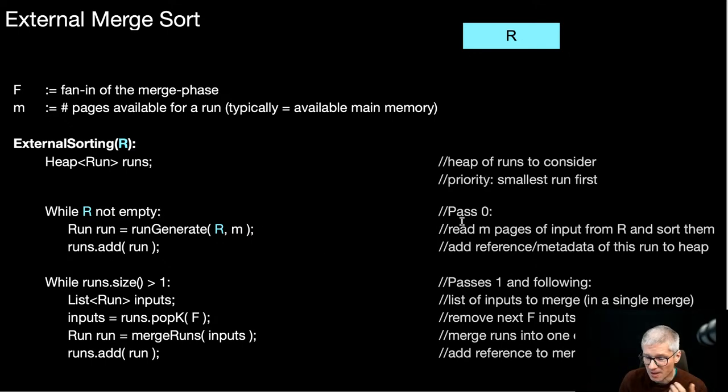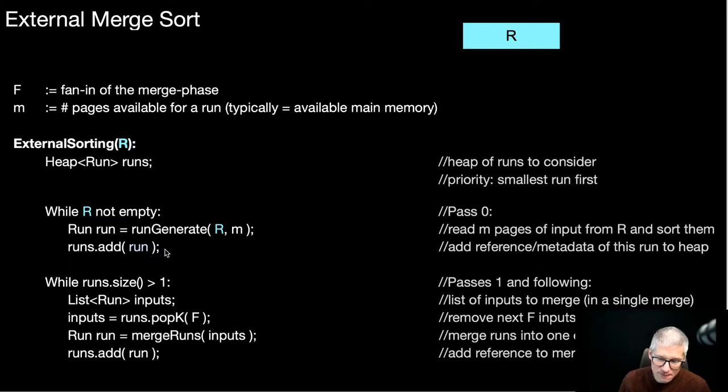That's the pass zero I explained so far. So basically, I read the input, that is this relation R here, and keep on generating runs. I create runs for all data available in the input. And whenever I create such a run, I add the metadata to the heap. So don't get confused here. I don't add the data available in the run to the heap. No, that's not what I'm doing. I'm adding just a pointer, a reference, the metadata, allowing me to look it up later on to that heap. That's all I'm doing here. So basically, the heap collects all of my runs using its priority, smallest run first.